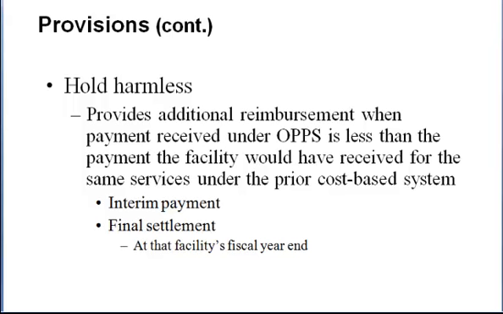Eligible facilities do receive a quarterly hold harmless payment that provides additional reimbursement when the payment received under the outpatient prospective payment system is less than the payment the facility would have received for the same service under the prior reasonable cost-based system. The interim payment is based on the most recent data from the Medicare cost report.